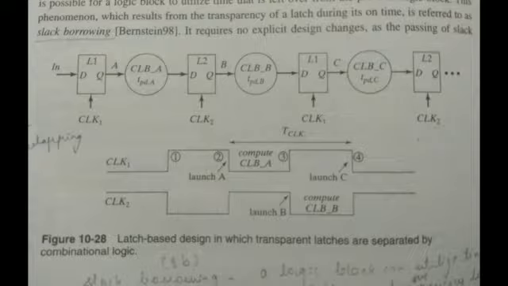Consider the latch based system as shown in this figure, which has a two-phase clocking scheme. Assuming that the clocks are ideal and the two clocks are inverted versions of each other, you can see clock 1 and clock 2 are inverted versions of each other. Whenever clock 1 is high, clock 2 is low, and whenever clock 2 is low, clock 1 is high. So they are inversely related to each other.